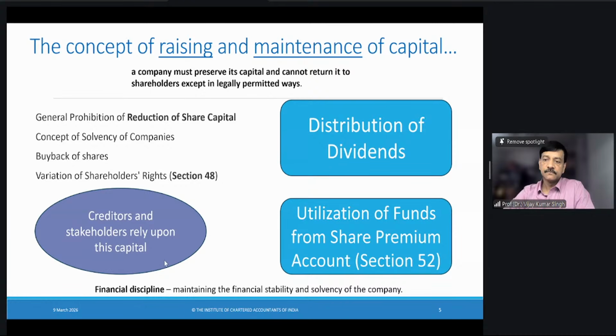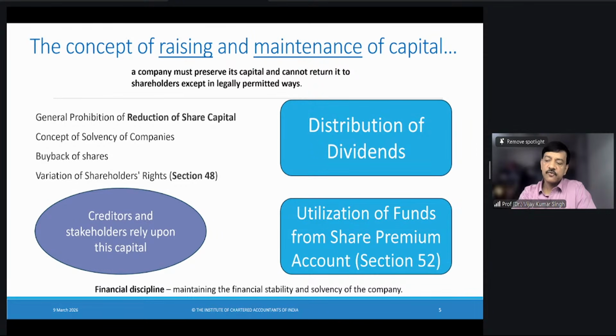Sir, you told how we can raise the capital and maintenance, that is by distribution of dividend, utilization of security premium account and creditors. But sir, these points mean we are reducing share capital. This means buyback of shares. I could not understand these.